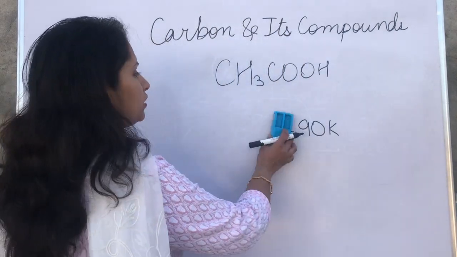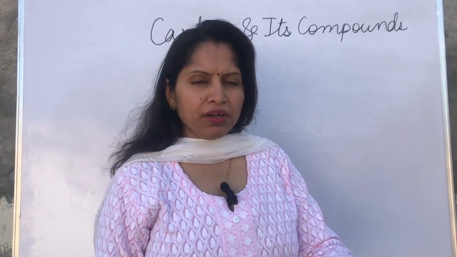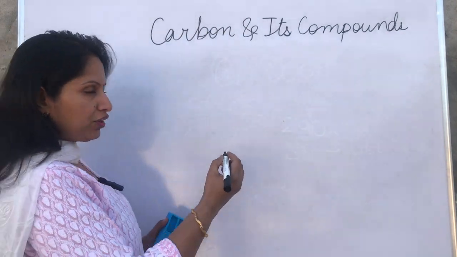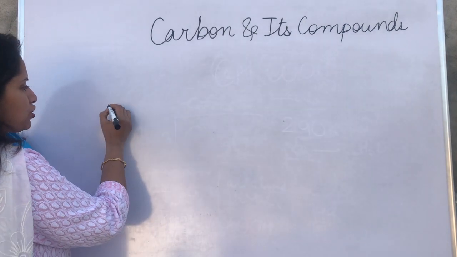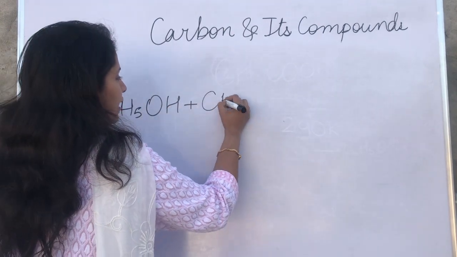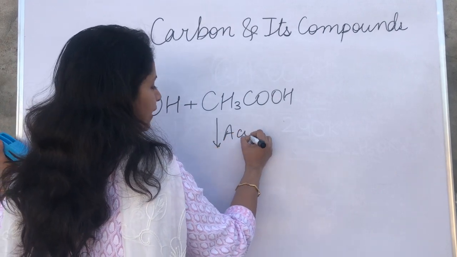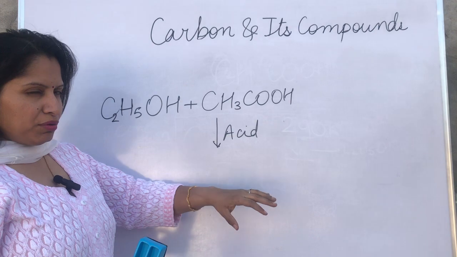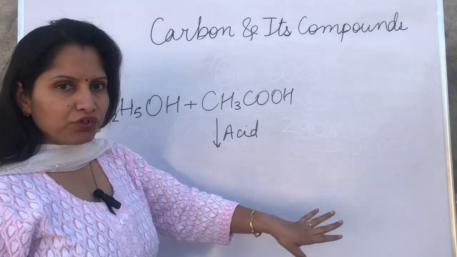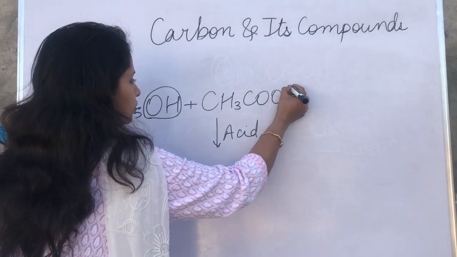Now let's see about the chemical properties of ethanoic acid. One very important property related to ethanoic acid is the esterification reaction. So we'll start with that. In esterification, we take ethanol, C2H5OH, and make it react with ethanoic acid in the presence of an acid. If you remember, I told you that acids are a dehydrating agent that can remove water. So here also, water will be removed.